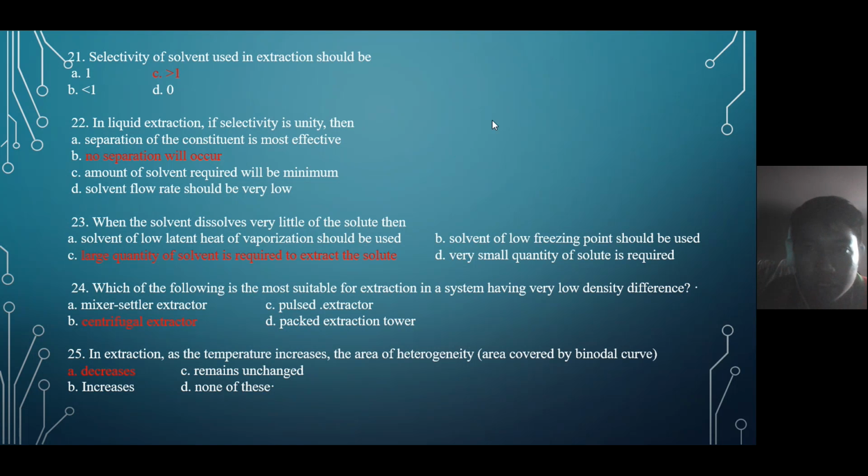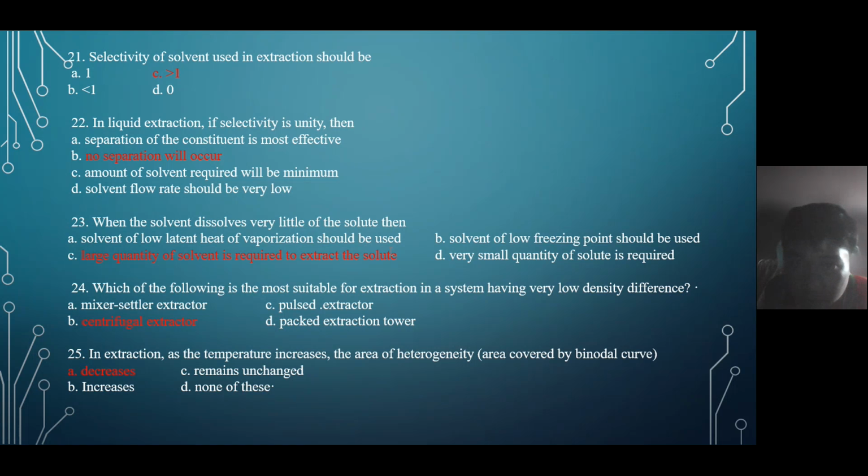23. When the solvent dissolves very little of the solute, then A. Solvent of low latent heat of evaporation should be used. B. Solvent of low freezing point should be used. C. Large quantity of solvent is required to extract the solute. D. Very small quantity of solute is required.